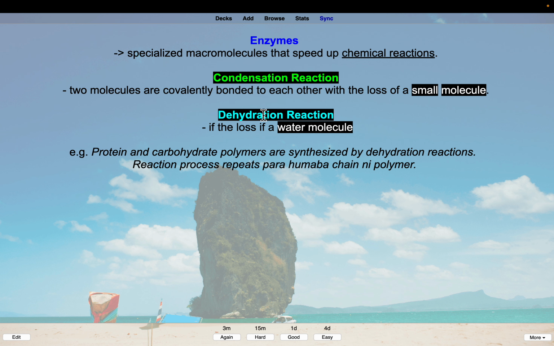Dehydration reaction. This is if there is a loss of a water molecule. So for example, we have protein and carbohydrate polymers that are synthesized by dehydration reactions. So in the loss of a water molecule, there is a synthesis of protein and carbohydrates. And the reaction process repeats so that the polymer chain increases in length.